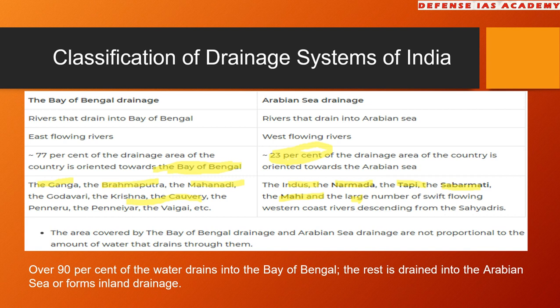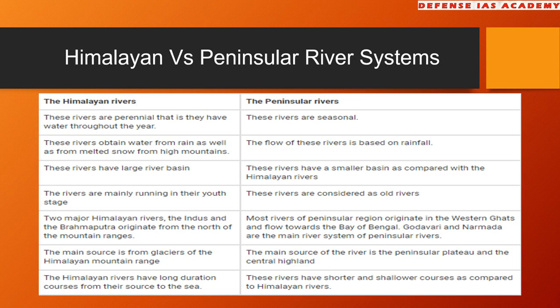And 90% of the water drains into the Bay of Bengal, and the rest drains into the Arabian Sea, or it forms an inland drainage. Next, we can see the difference between the Himalayan and Peninsular rivers.